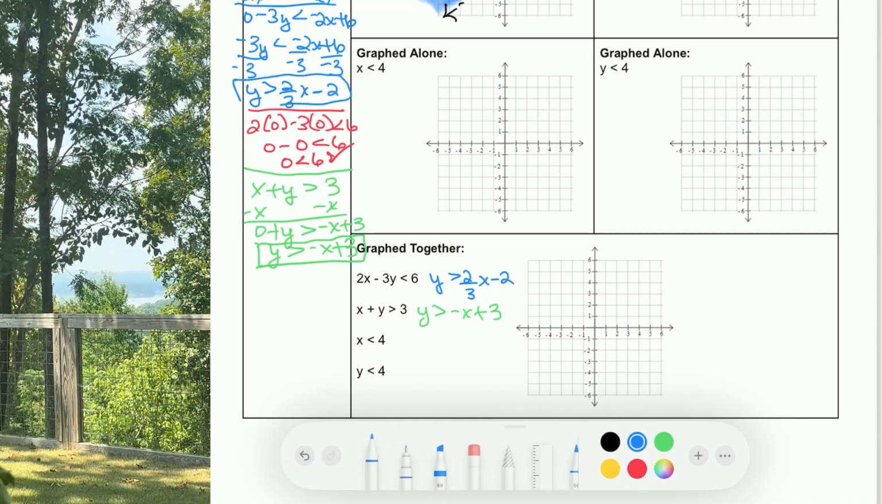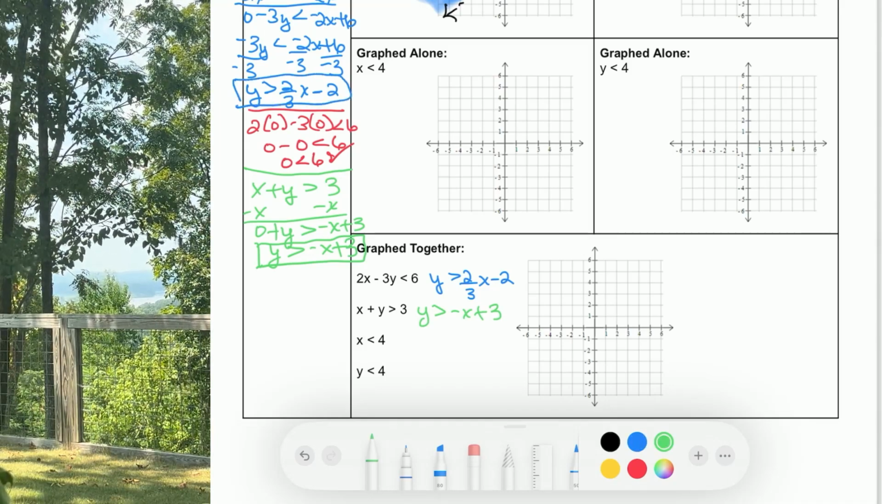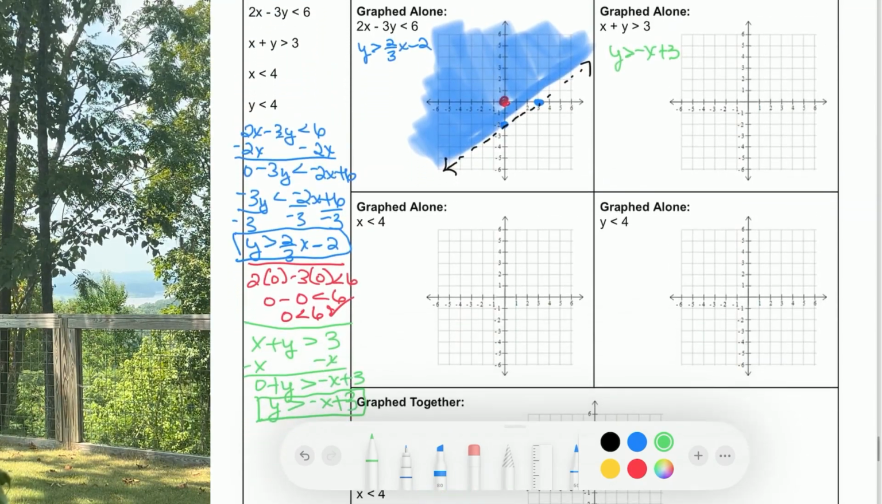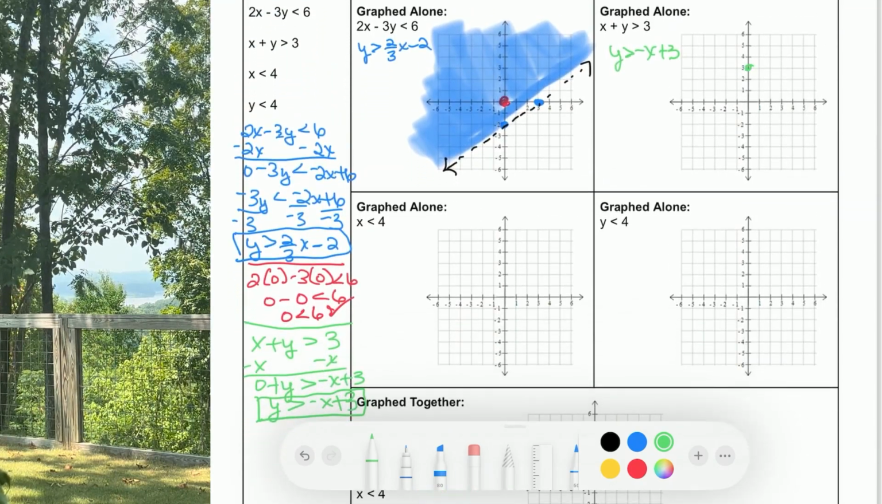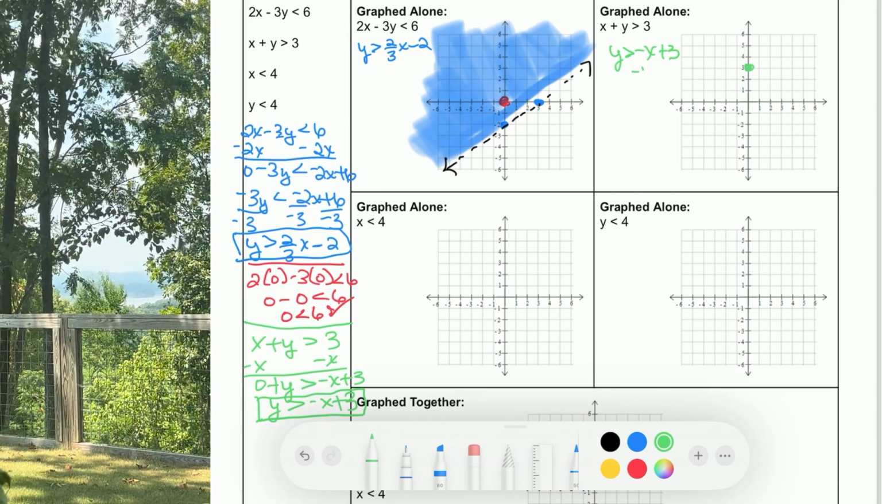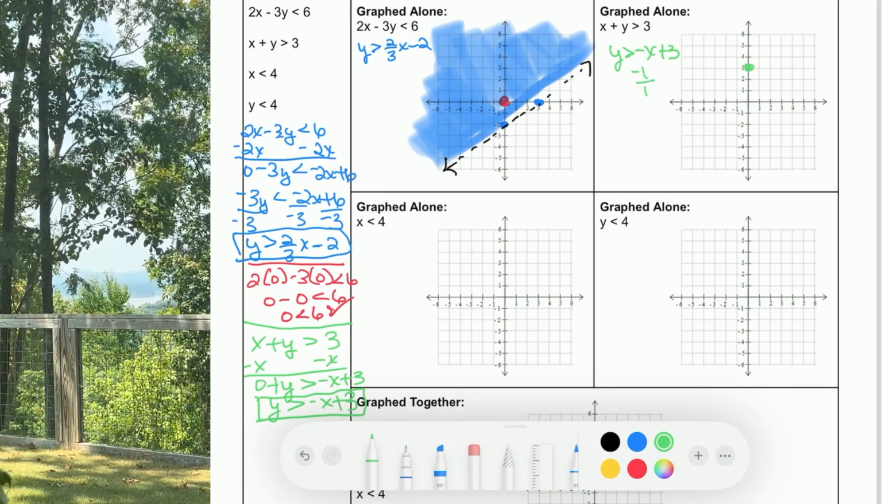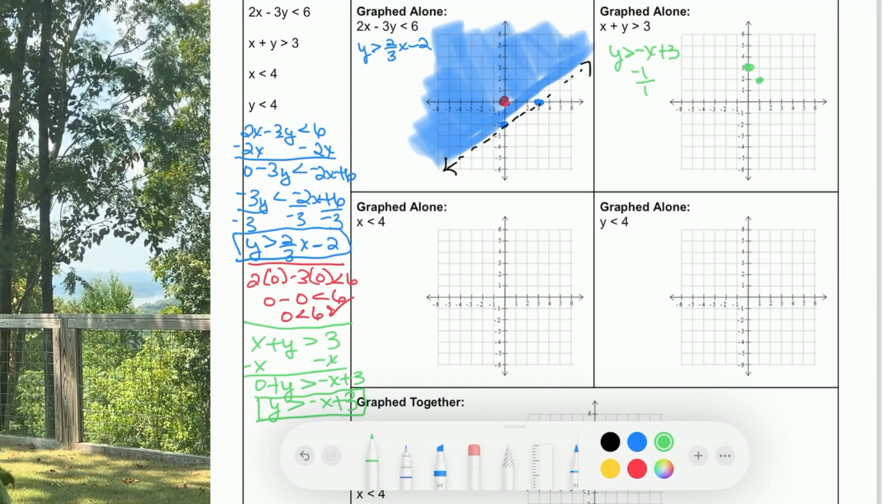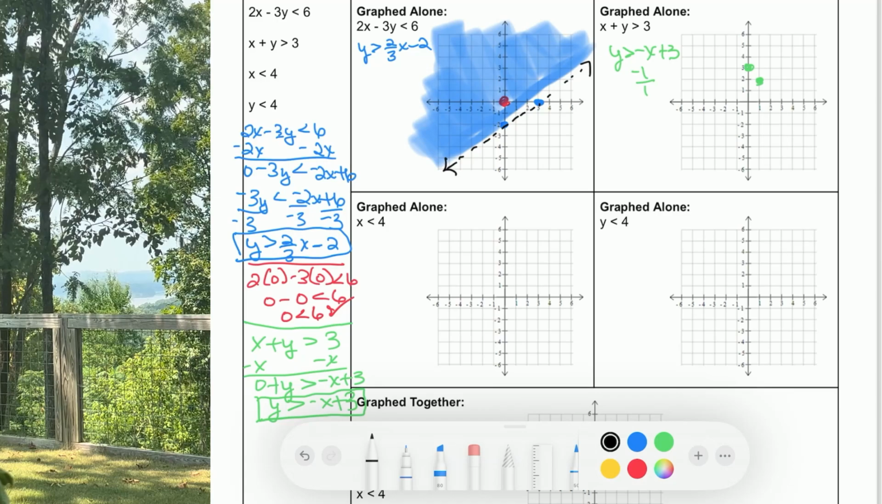Box this one in. I forgot to do that. All right, so let's go back up here and plot this one. We have plus 3, which is right here. My slope has an invisible negative 1 there, so it's actually negative 1 over 1. So I'm going to go down 1 over 1. I don't have the or equal to, so I'm going to use a dotted line.